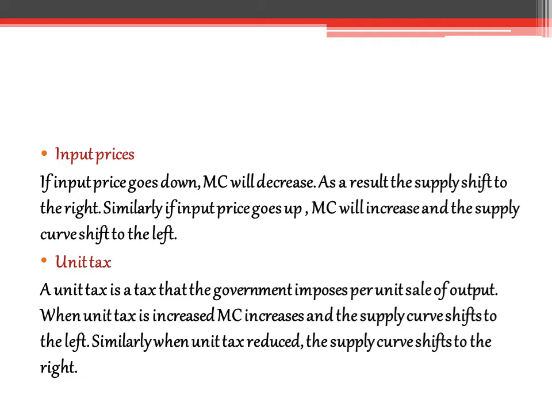So these are the four factors that determine a firm's supply curve. One is price of the commodity. There is a direct or positive relation between price and supply. Then technology of production. Then input prices. And the last one, unit tax. Unit tax is a tax that the government imposes per unit sale of output. When unit tax is increased, the supply curve shifts to the left, and when it is reduced, the supply curve shifts to the right.